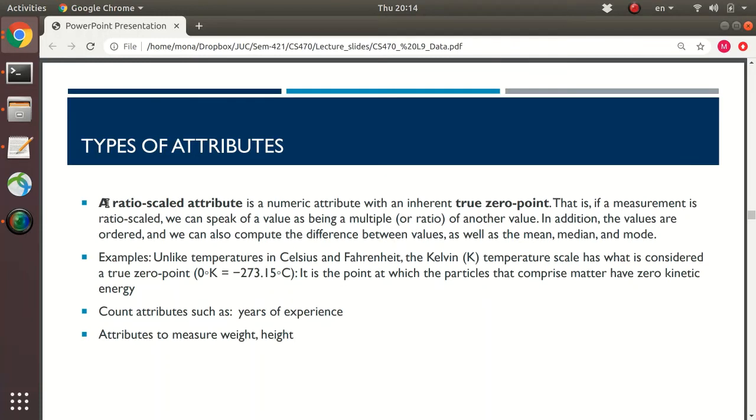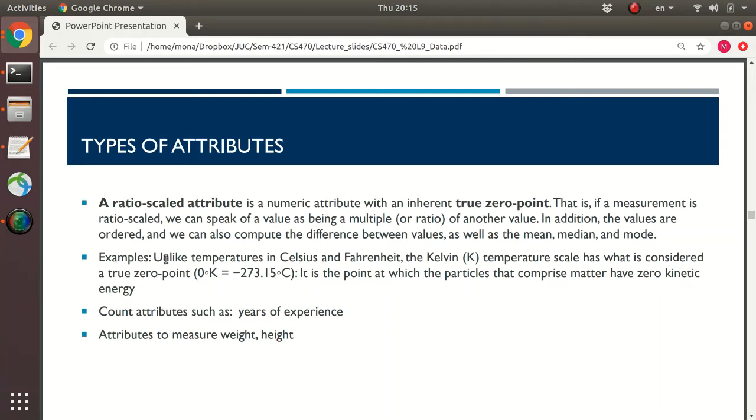On the other hand, a ratio scaled attribute is a numeric attribute with an inherent true 0 point. So there exists a true 0 point of such values, and if a measurement is ratio scaled, we can speak of its values as being a multiple or ratio of another value. In addition, the values are ordered, and we can also compute the difference between values as well as all measures of central tendency, such as mean, median, and mode.